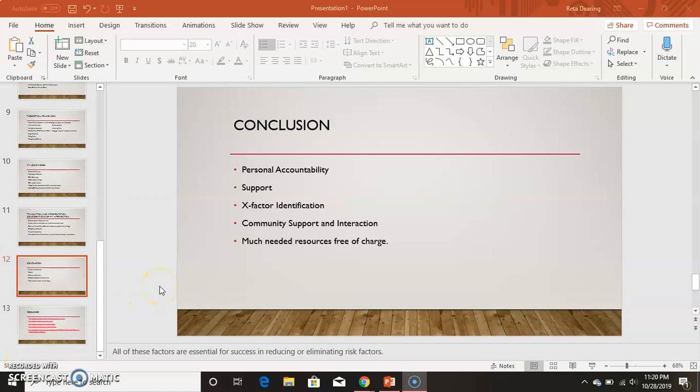So, in conclusion, all of these factors are essential for success in reducing or eliminating risk factors. Personal accountability, support, determining what your X factor is, getting the community engaged, and much needed resources free of charge. Those all go towards success.